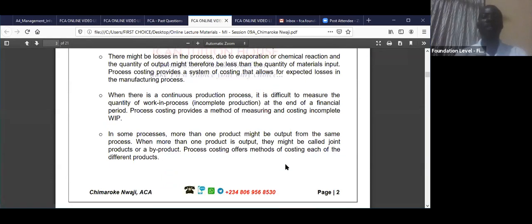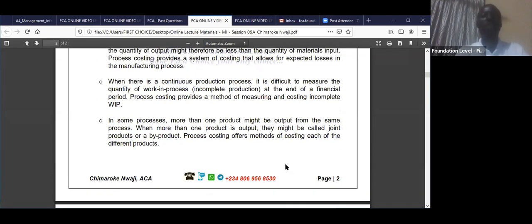In some processes, more than one product might be output from the same process. For example, crude oil. When you try to refine crude oil, you get more than one product. We have the spirit, we have the kerosene, we have the diesel. These are 3 products that could be produced. When more than one product is the output, they might be called a joint product or a byproduct. So you see, sometimes we hear petroleum byproducts. Okay, you'll be seeing that in process costing.